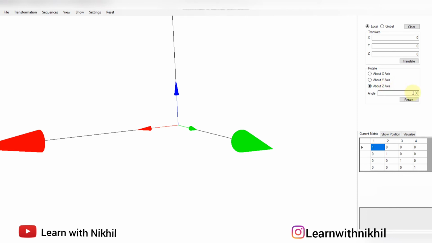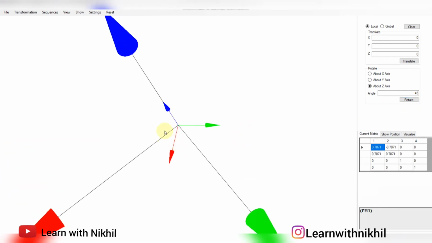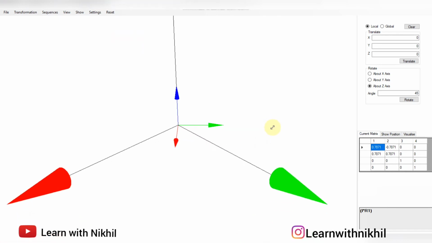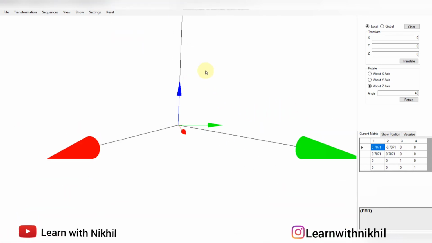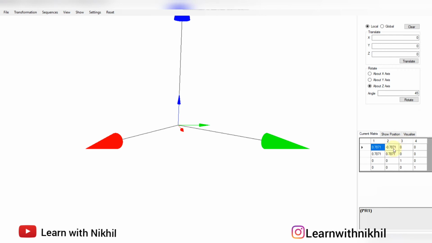Now if you have to rotate along the z axis, I'll consider, let's see, 45 degrees. I'll rotate. So this is the z axis. This angle is 45 degrees. This angle is 45 degrees. Now when this happens, you can see there are some changes in the matrix here.